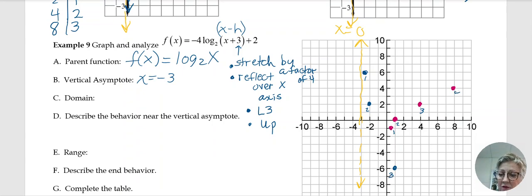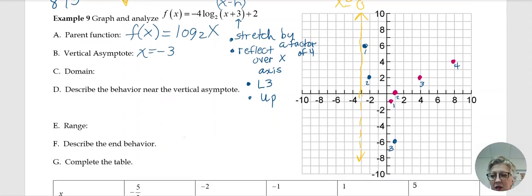And here's our number 4 point. It's already up at 4. So if I reflect it, it's going to negative 4. All right, if I stretch it by a factor of 4, it goes down to 16.